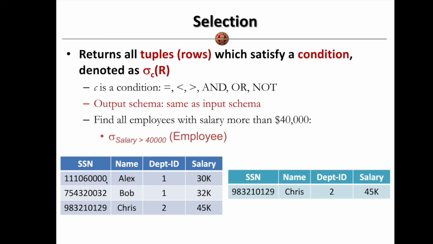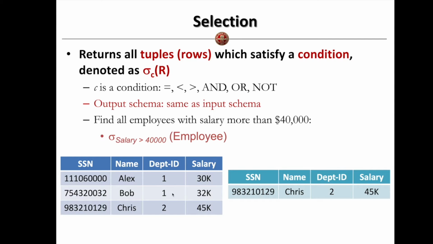The first one is about NX. His salary is 30K. The second one is Bob. His salary is 32K. And the last one is Chris. His salary is 45K, right? These are the data tuples we have in our database system.